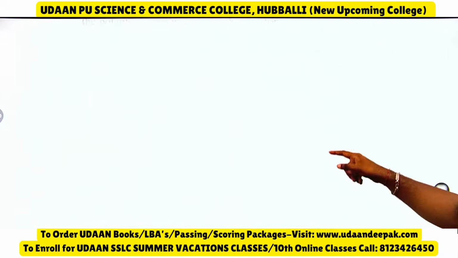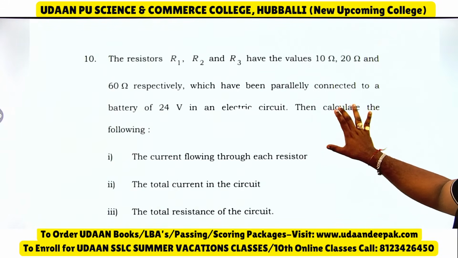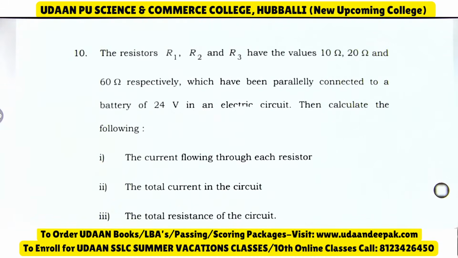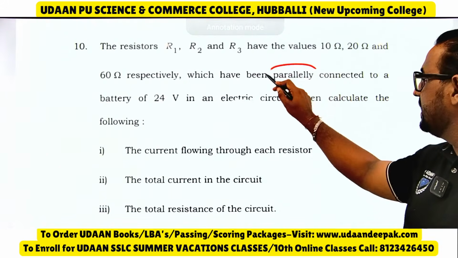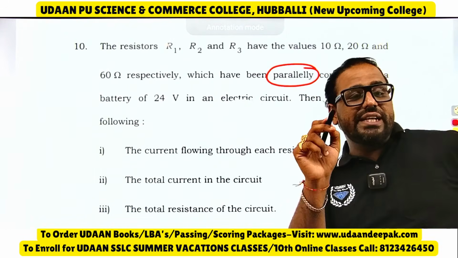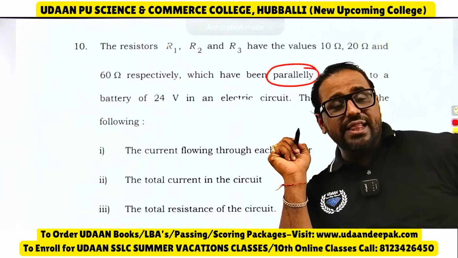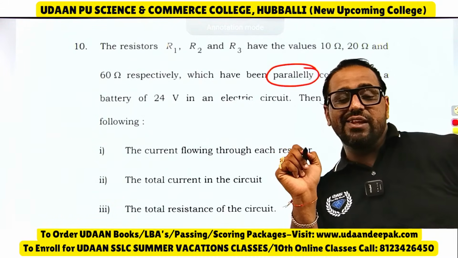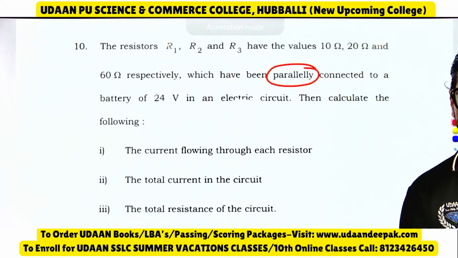Now coming to the next question. See here, the three resistors R1, R2 and R3 have values 10 ohm, 20 ohm and 60 ohm respectively, which have been connected in parallel. They are connected in which way? They are connected in parallel. First you should connect everything in parallel.